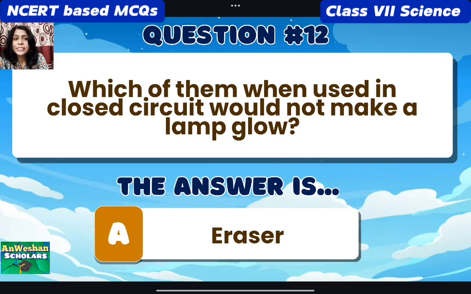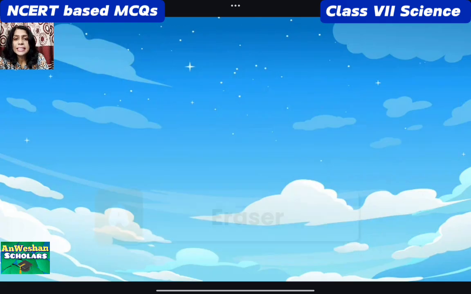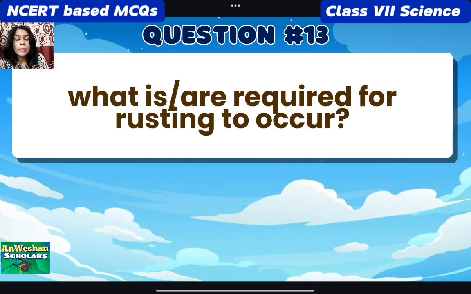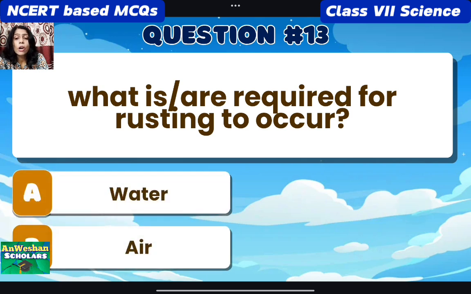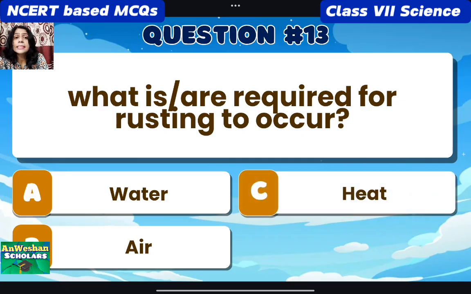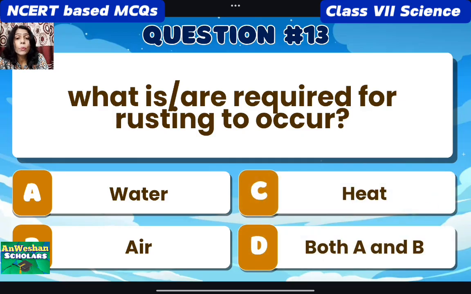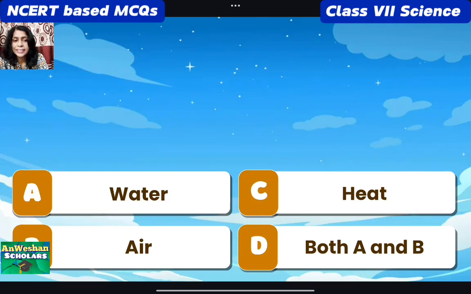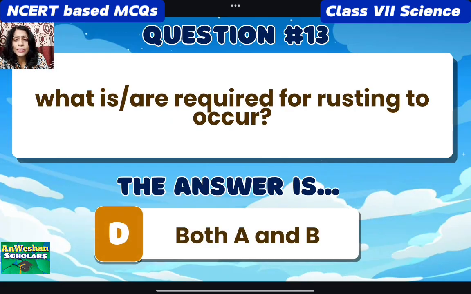Now 8 questions more. Question number 13. What is or are required for rusting to occur? Option A, water. Option B, air. Option C, heat. Option D, both A and B. Remember that rusting is caused by moist air. So both water and air are required. So option D is the correct answer, right? Let us check what is the answer. Option D, both air and water are required for rusting to occur.